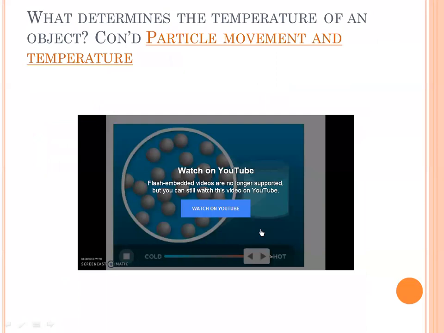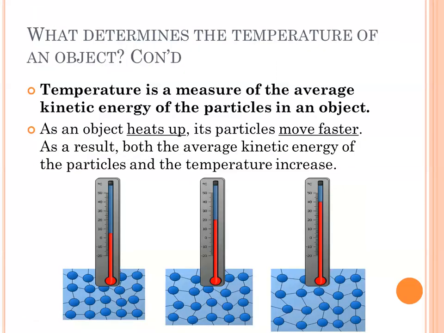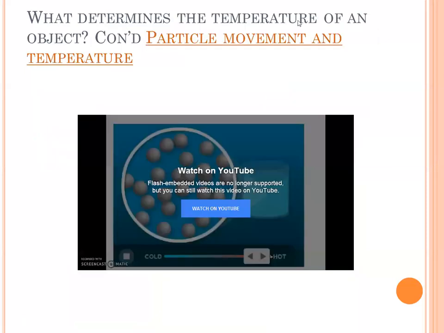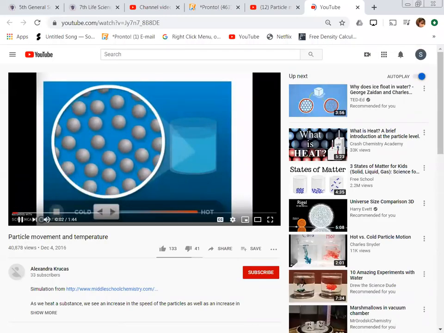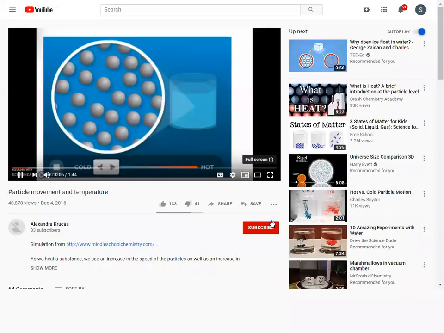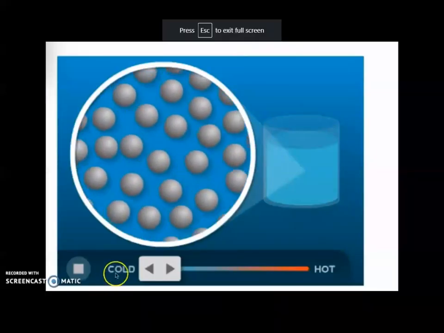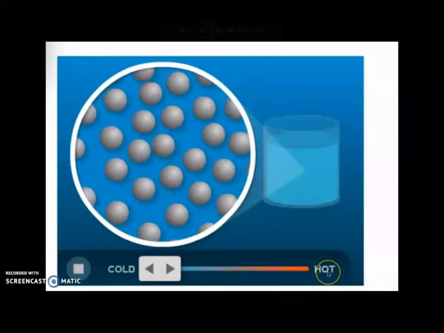But before we get into that, I want to talk to you a little bit about temperature scales. Actually, before we do that, I'm going to show you a video about particle movement. All right, guys, what we're looking at here is a simulator that shows us what the particle motion would look like in a cold liquid and in a hot liquid.